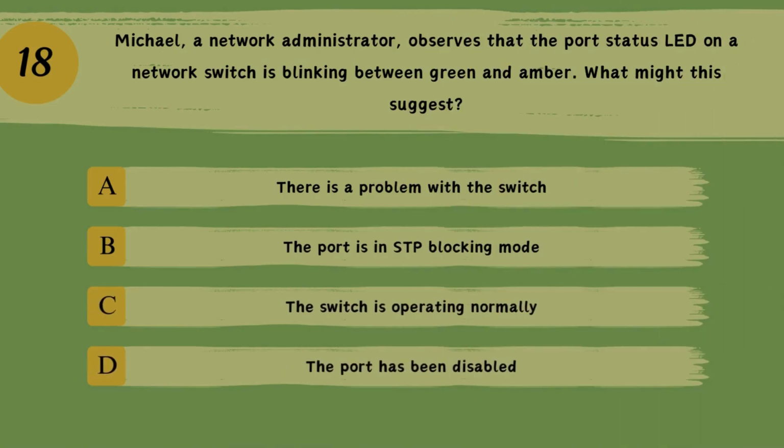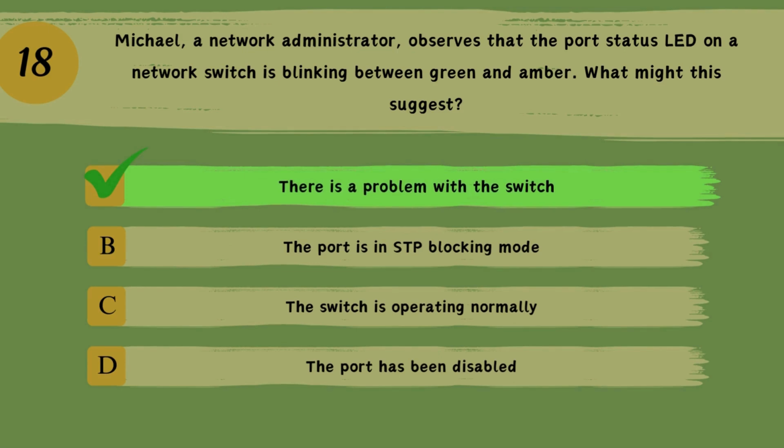Question 18. Michael, a network administrator, observes that the port status LED on a network switch is blinking between green and amber. What might this suggest? A. There is a problem with the switch. B. The port is in STP blocking mode. C. The switch is operating normally. D. The port has been disabled.